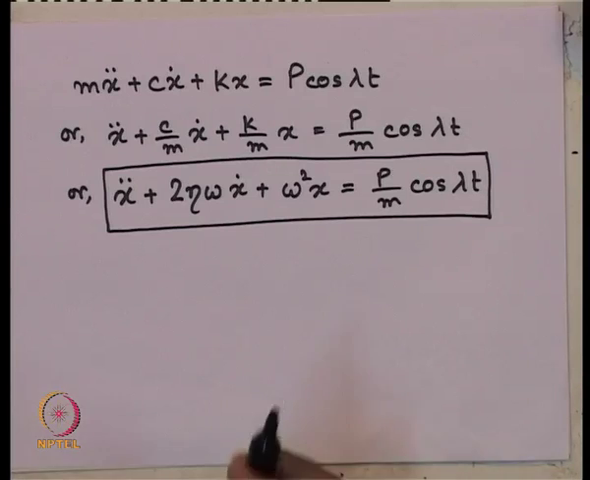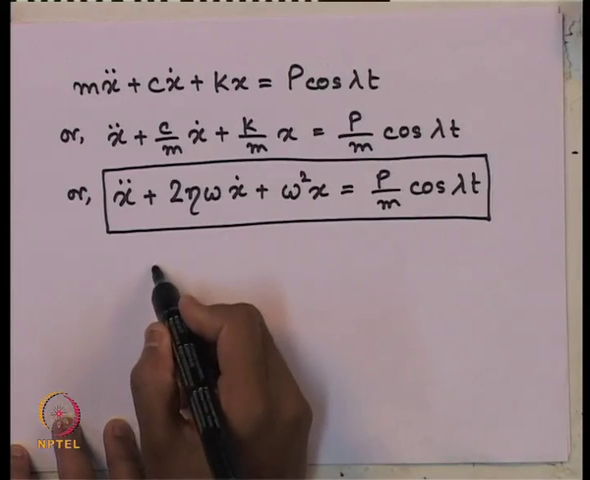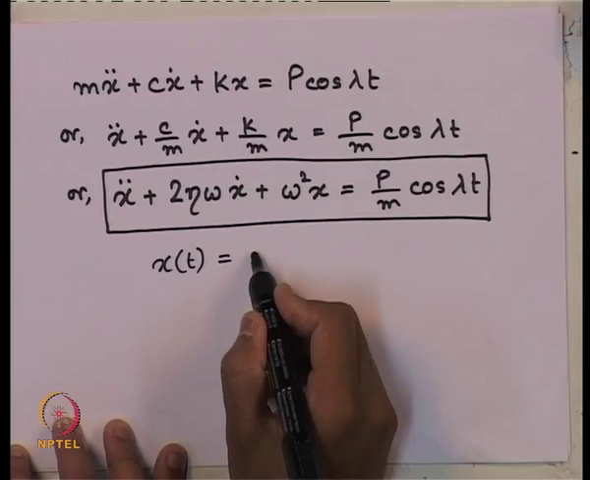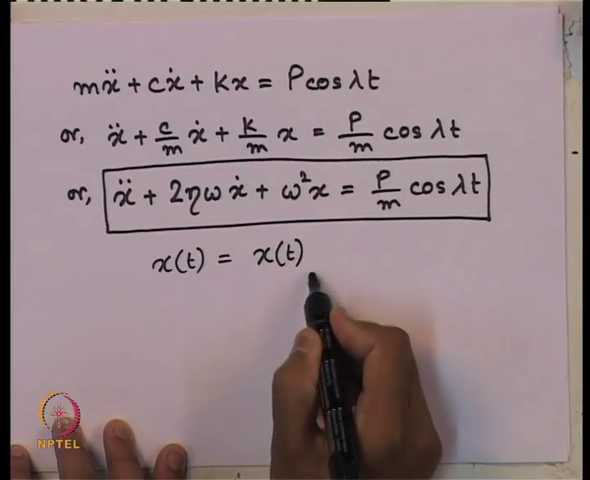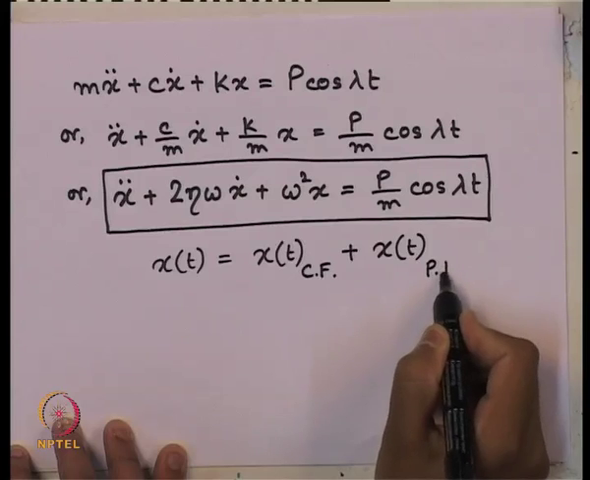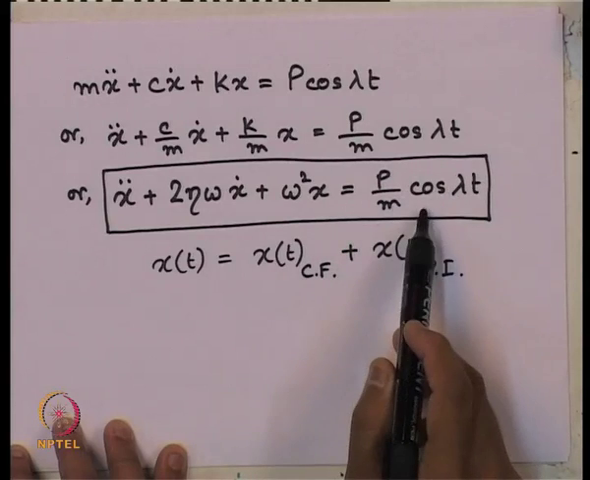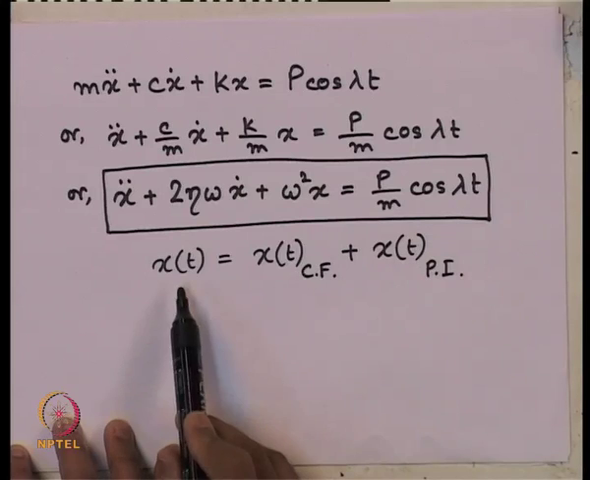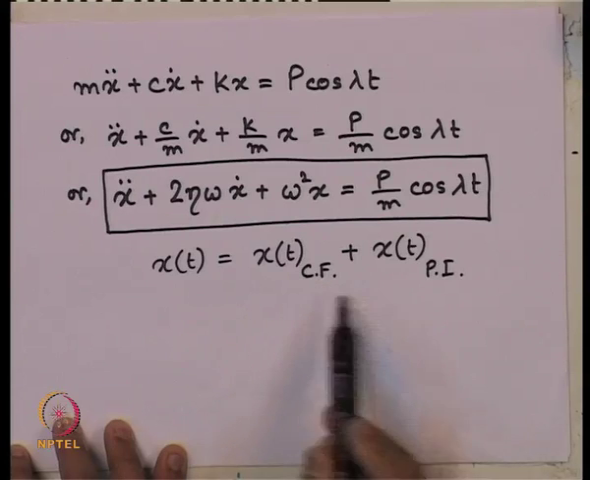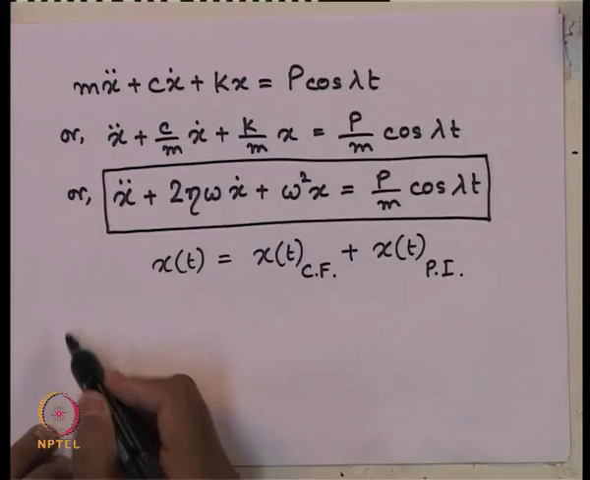So, let us do that. Now, for this type of second order differential equation, what we know is that the complete solution x of t will compose of two parts. What are those? x of t complementary function plus x of t particular integral, because if we have a second order differential equation with some parameter like this on the right hand side, then the total solution can be represented by two parts. One is called complementary function and the other is called particular integral. And how to find out these two different parts? Let us see.